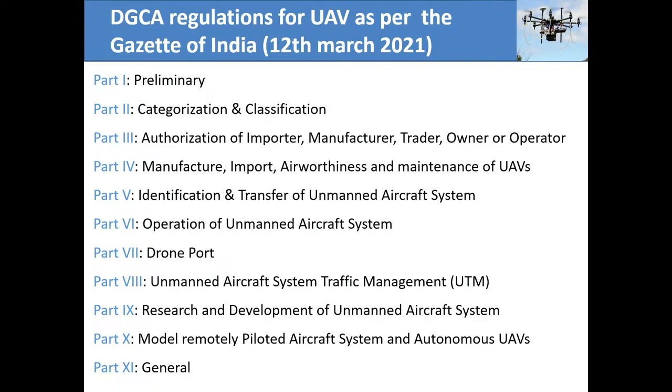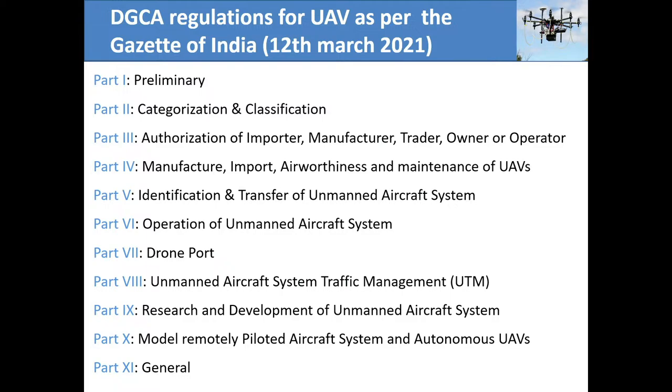Then how do you identify your drone and how do you transfer it? Suppose you sell your car, you need to do transfer work, you need to go to the DTO office and do some paperwork, then the owner is changed and it is transferred from one person to another person. Similarly, provisions are there for drones also.